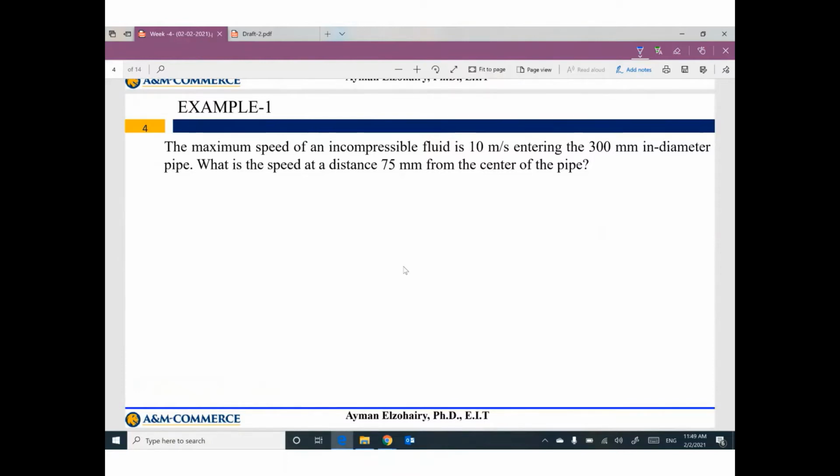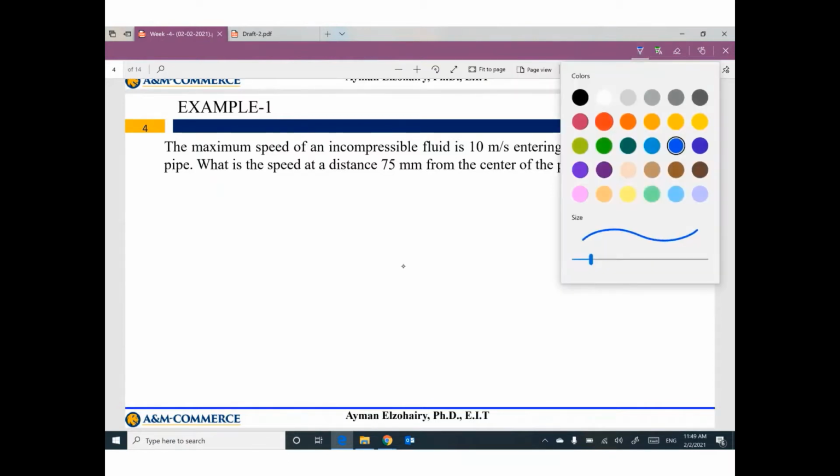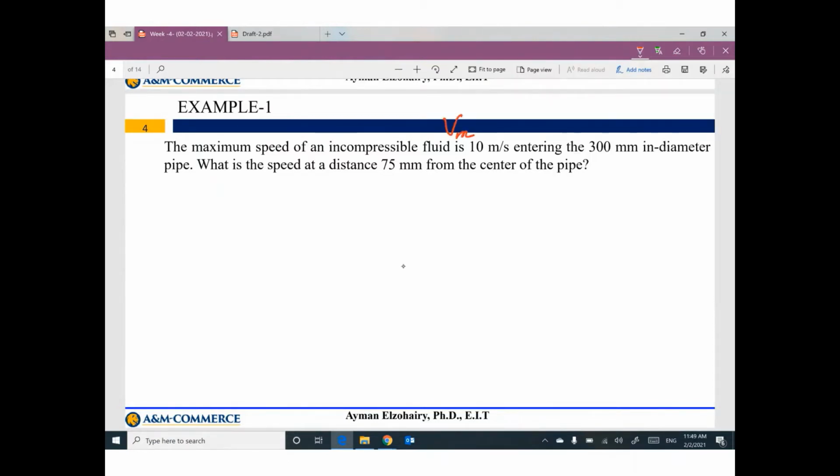The maximum speed of an incompressible fluid is 10 meter per second. This is the value for V maximum velocity. It is flowing in a pipe 300 millimeter in diameter. This is the diameter. What is the speed at a distance 75 millimeter from the center of the pipe?